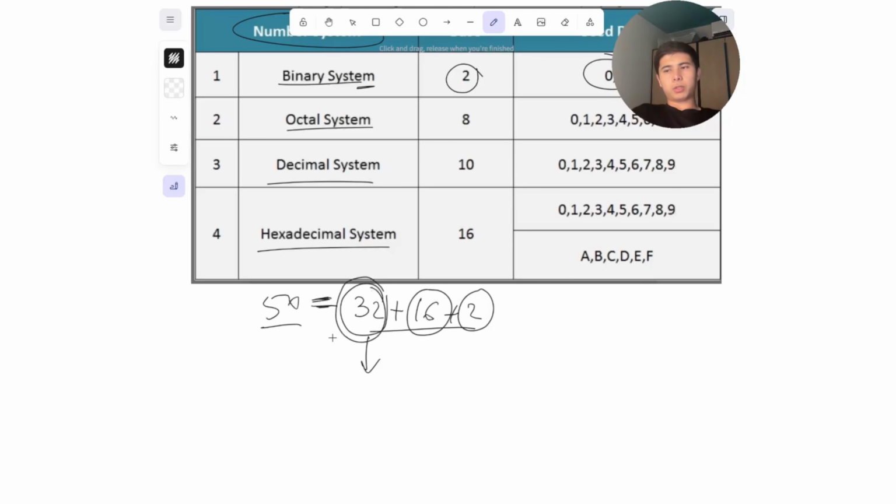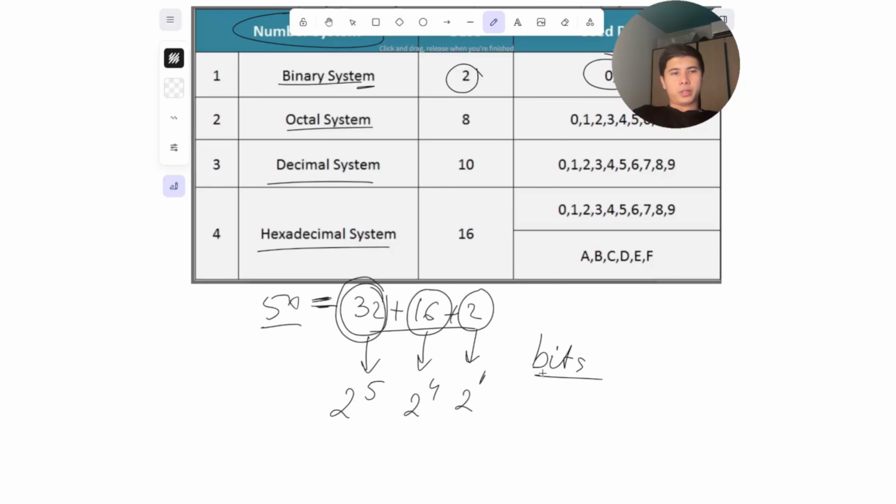What power of 2 represents 32? As we know, 2 to the power of 5 equals 32. 16 is also 2 to the power of 4, and 2 is 2 to the power of 1. So from an algorithmic point of view, we represent the numbers using bits, as we usually call them.